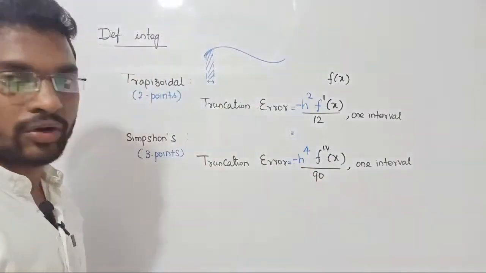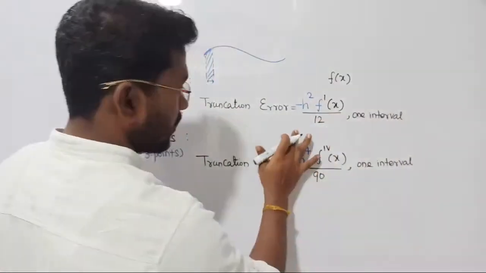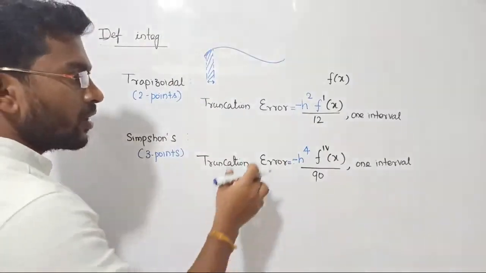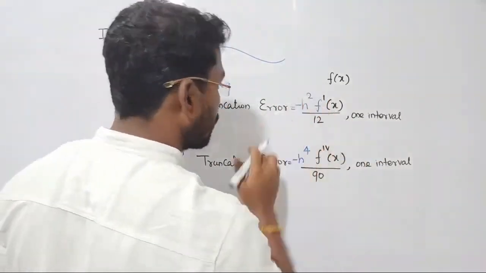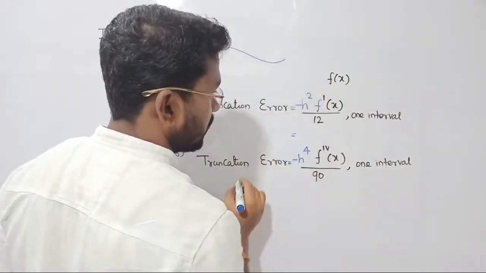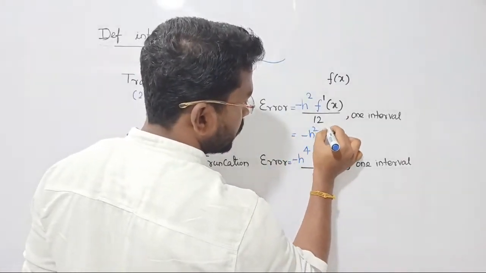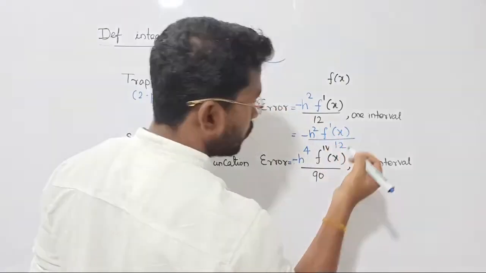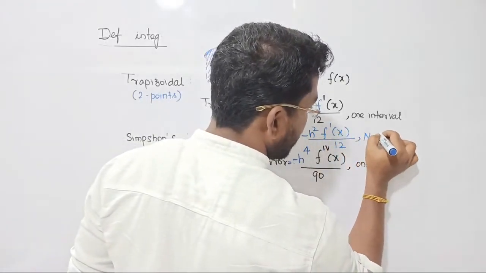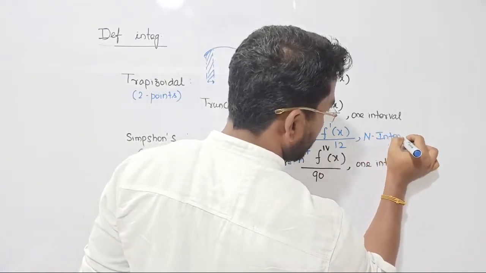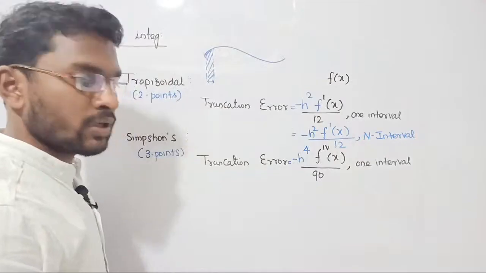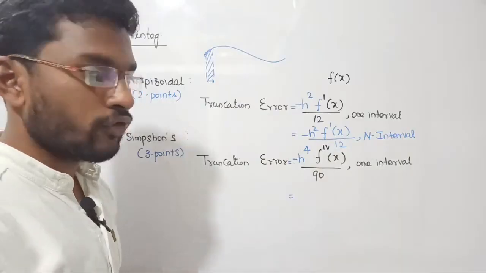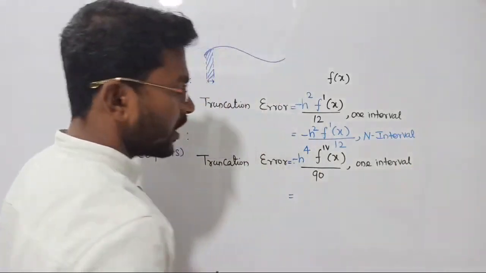If you are simply requested to find the error, let us consider that this is for one interval. If you are tested for n intervals, you just take this function and multiply it by n, such that it becomes minus h square into f dash of x, with 12 in the denominator, for n intervals. Similarly for n intervals here also, that is minus h power 4 fourth order derivative, that is 90. If you are considering one interval, then this will be the result.